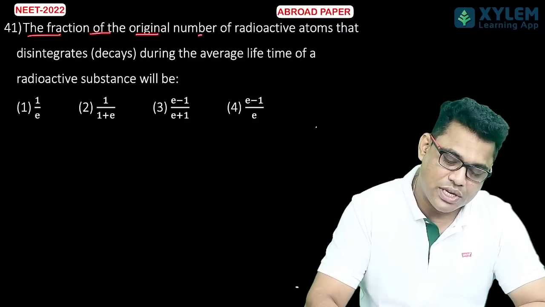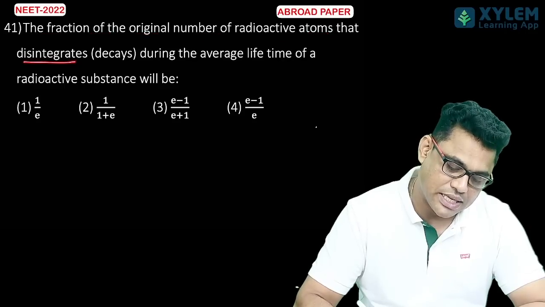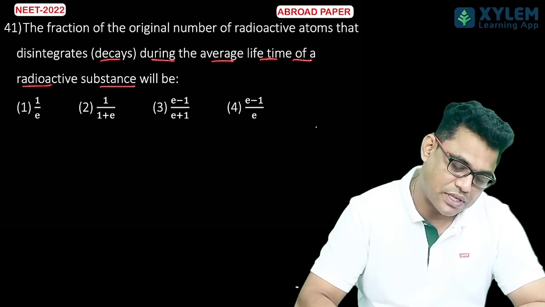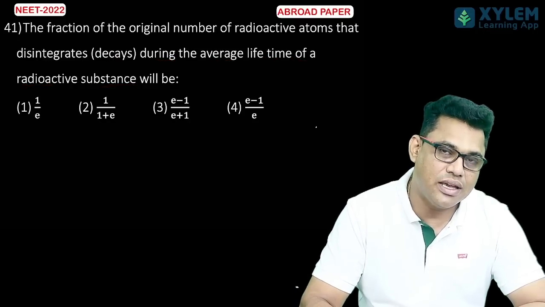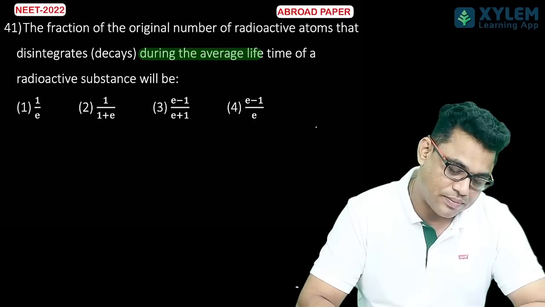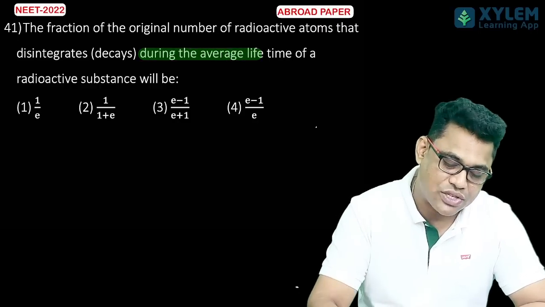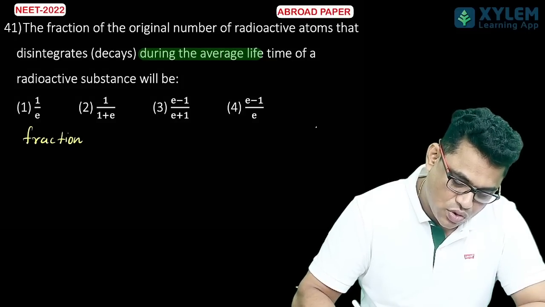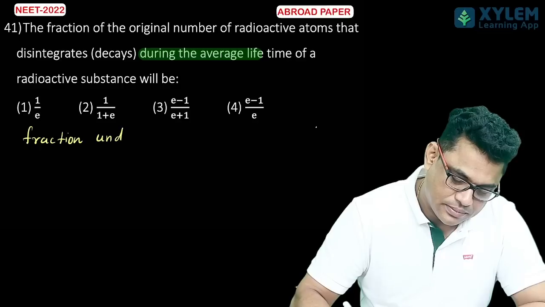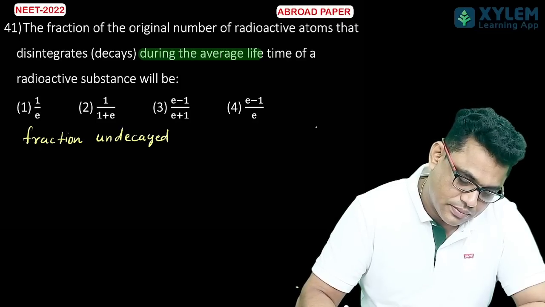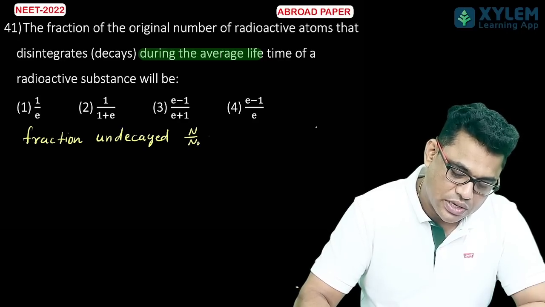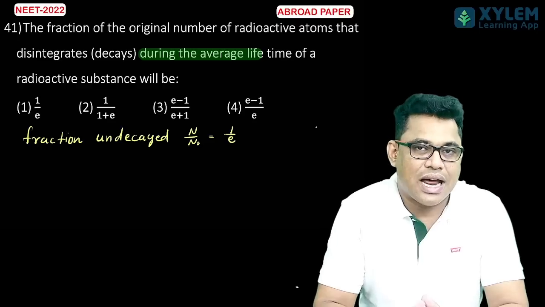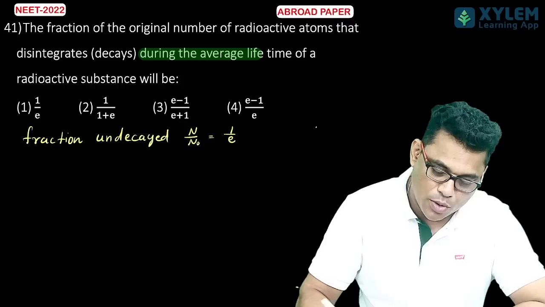Question number 41. The fraction of the original number of radioactive atoms that decays during the average lifetime of a radioactive substance. Here we need to find out the fraction decayed during the average lifetime. For that, let us first find the fraction undecayed. Fraction of nuclei undecayed, which is N by N0, that is equal to 1 by e, that we know. During the average lifetime, the fraction undecayed is 1 by e. Then think about the fraction decayed.